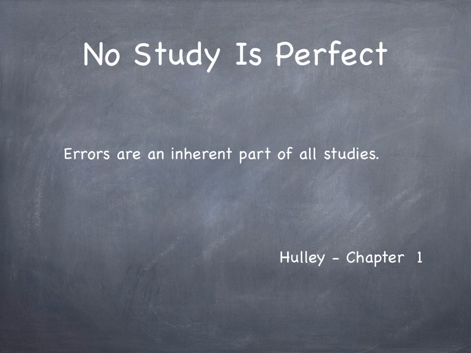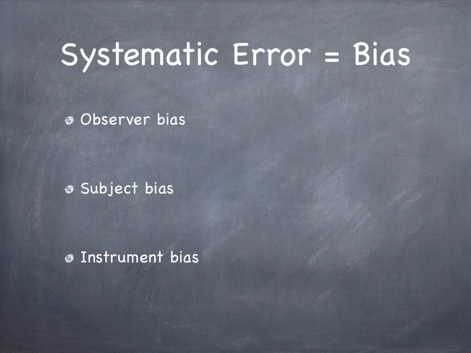These systematic errors can occur at the level of the observer recording measurements during the course of a study. Systematic error can occur at the level of the subject, where the subject's actions unfairly bias the results of a study, and systematic error can occur at the level of the instrument, where the instrument itself unfairly biases the findings of the study. We will discuss each of these types of systematic error over the course of these seminars.